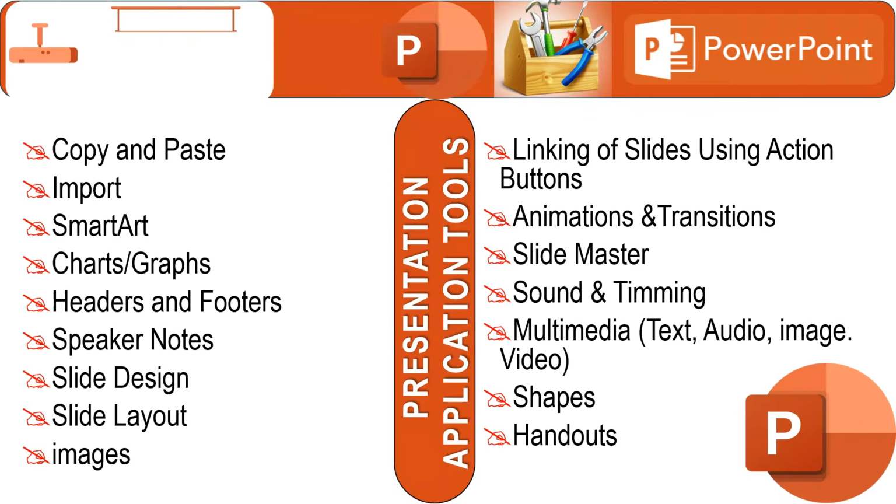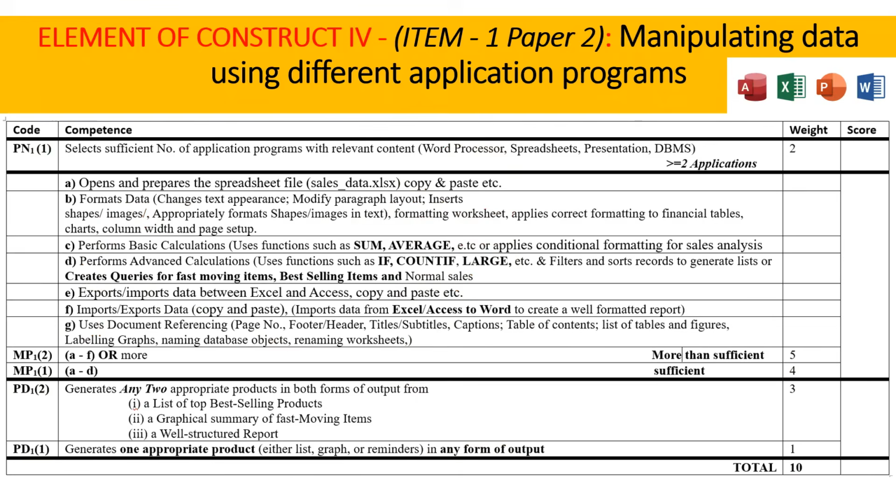it involved Excel and Access. So this is the score sheet. The score sheet looks at planning. So with planning, we are looking at the competencies. Has the candidate selected the sufficient number of application programs with relevant content? So we have been putting the relevant content in word processing, in spreadsheets and database. A candidate must use a minimum of 2 applications.